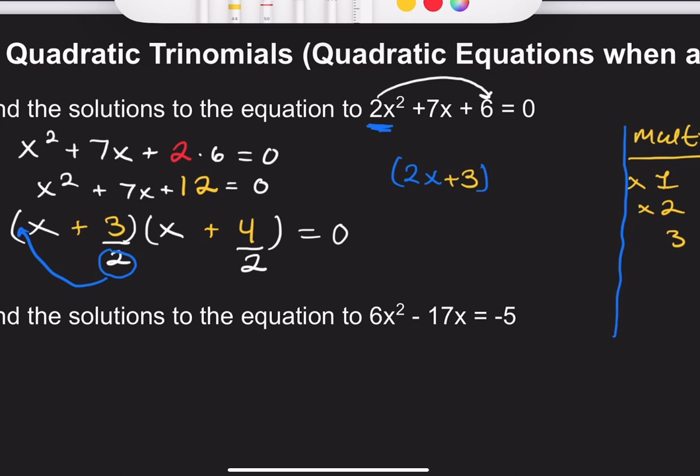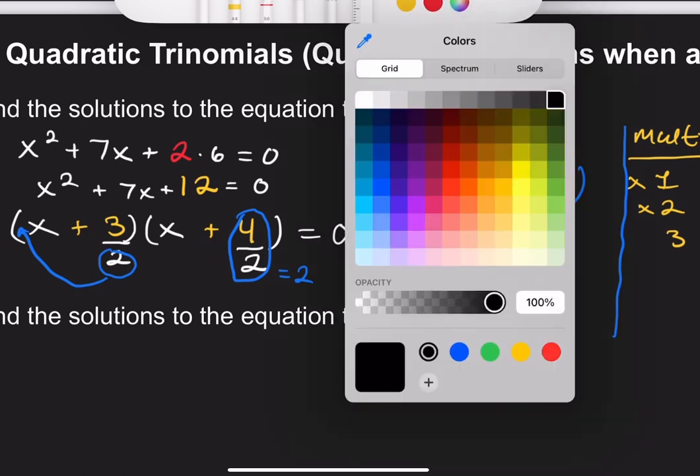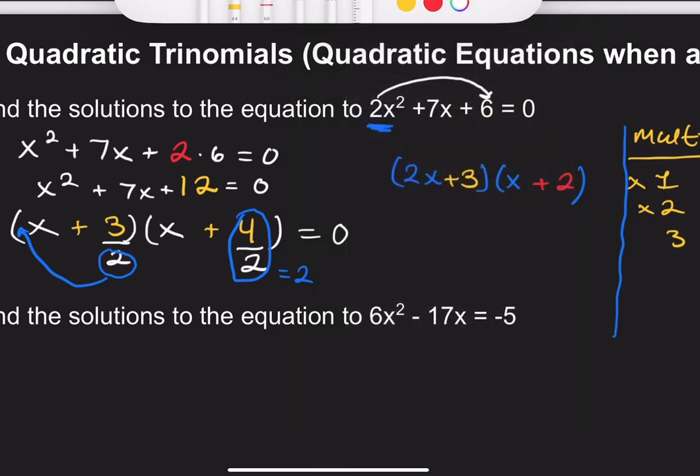Now look here. 4 divided by 2 is 2. That results in a whole number. So now we're going to have x plus 2. Once again, 4 divided by 2 is 2. That is a whole number. There is nothing to put in front of the x. And we can set that equal to 0 and solve for x.